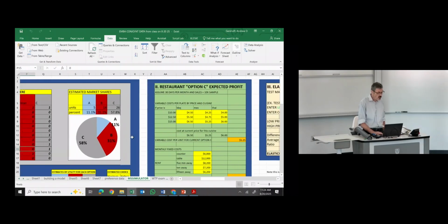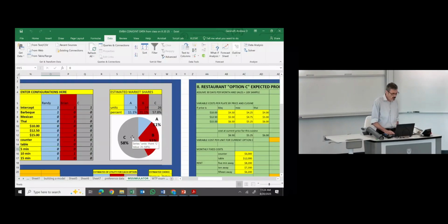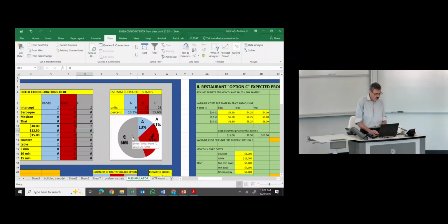Okay, so now let me show you one other kind of fun thing. We'll do two other fun things that we can do with this. One is we can look at what price elasticity looks like. So if we charge $10, this is not going to be a good example.